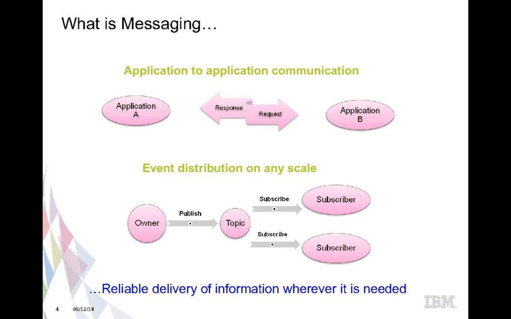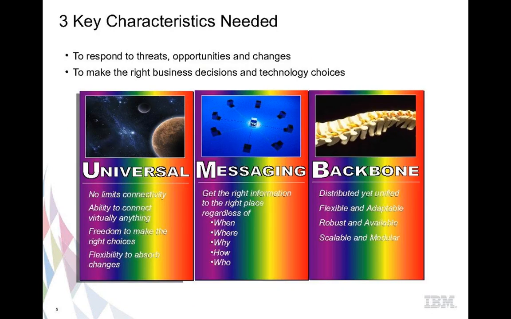Moving on to the next slide. That's the basic meaning of messaging and the popular models in the messaging space. Slowly we will get into the MQ space from there, and we call MQ the Universal Messaging Backbone. There are three characteristics. If you break down Universal Messaging Backbone, each part becomes a unique characteristic.